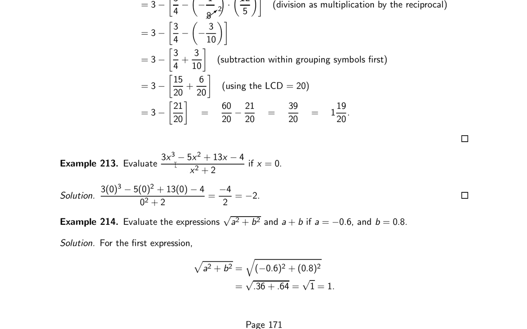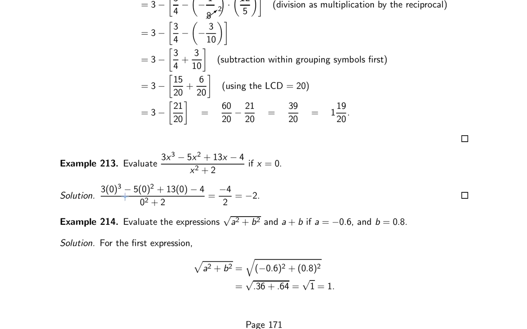Okay, so this fraction bar means we'll be dividing. We want to evaluate that whole thing when x equals 0. Okay, now, substituting x equals 0, that's usually good news. So when x is 0, basically all the x's disappear. Okay, so putting in 0 for x.